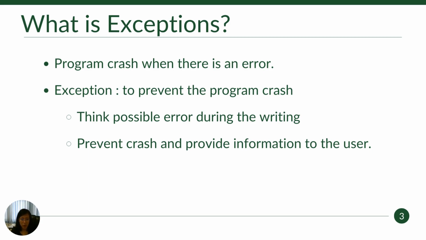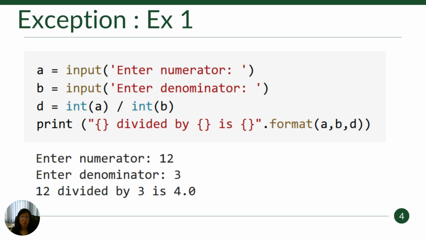When you are writing the program, when you have an error, when the user enters the wrong values or the user didn't declare variables, your program crashes, right? So today we are going to learn how to prevent this program crash. As a programmer, you will anticipate possible errors during your development, during your coding. Then we will tell the program to take this error as an exception. Instead of crashing the program, you provide the information to the users. Now, let's see an example.